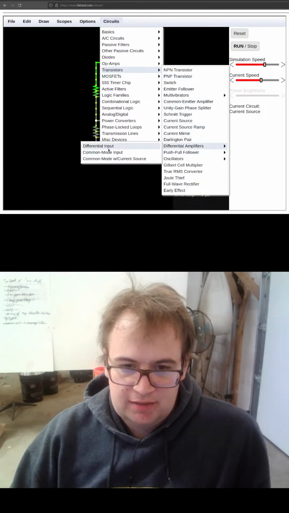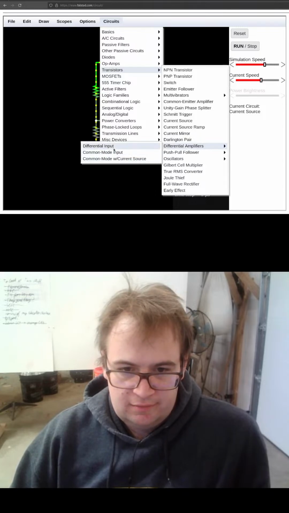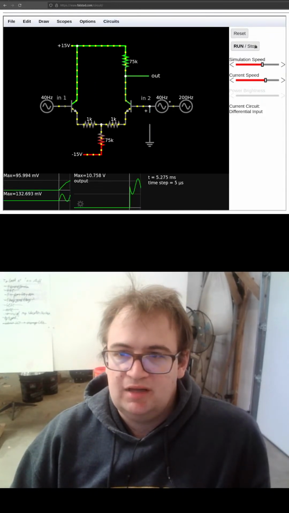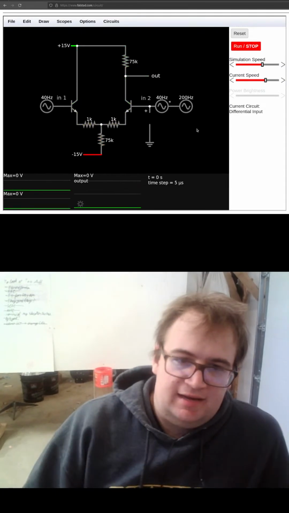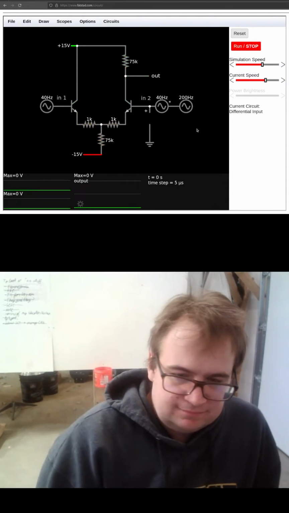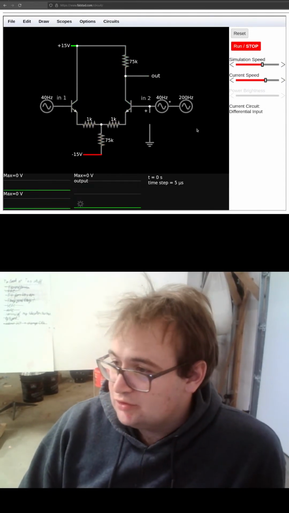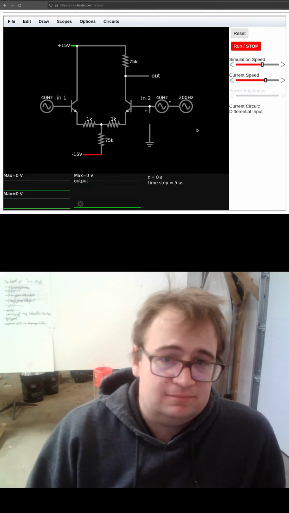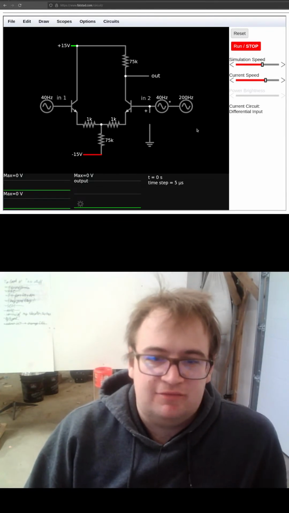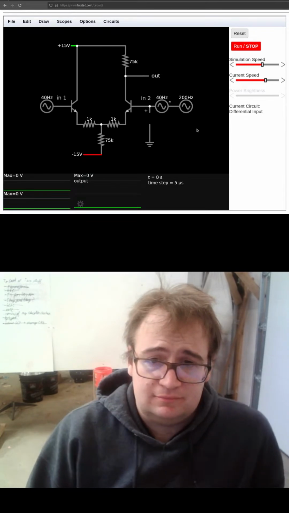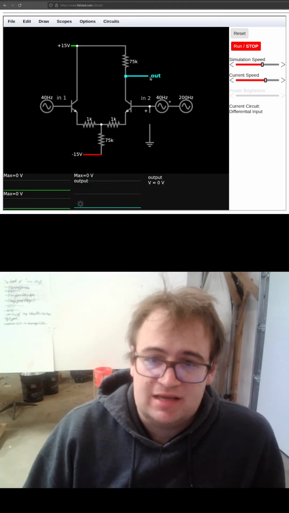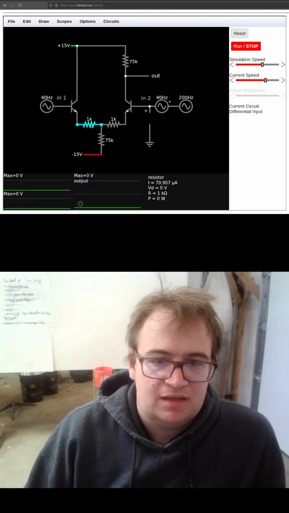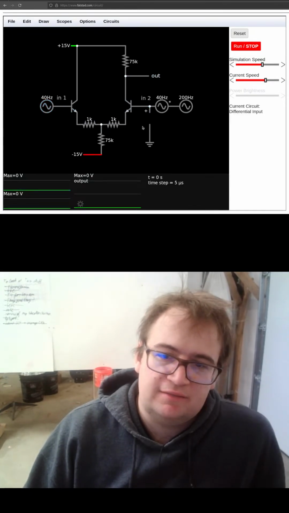Did anybody a differential input? Did it again. But anyways, so this is what they have listed down as differential amplifier. Now this here is the output. This is quite a simple one, actually.